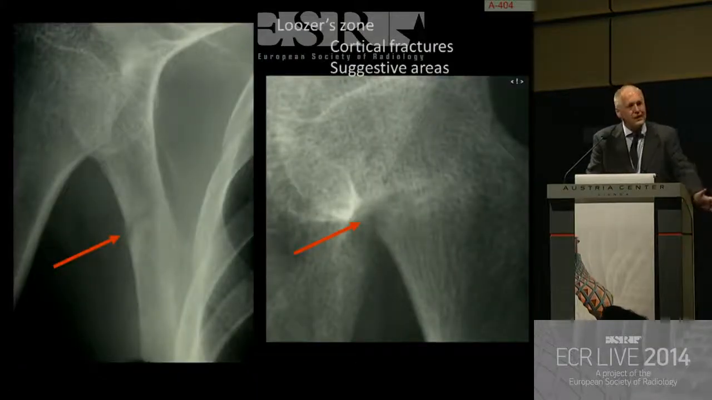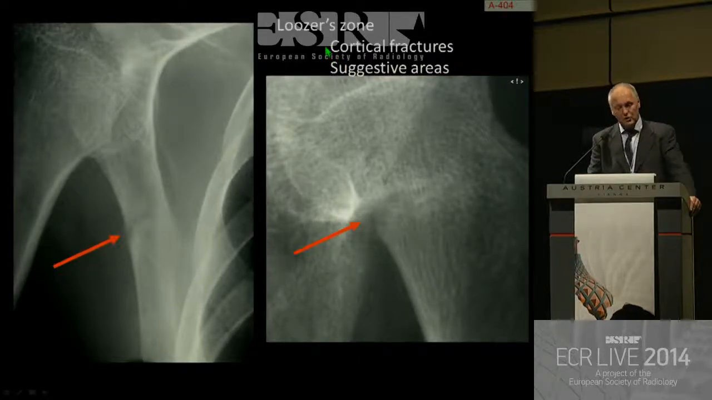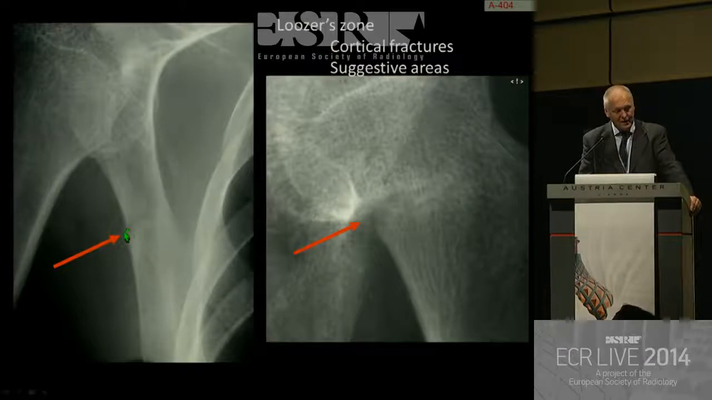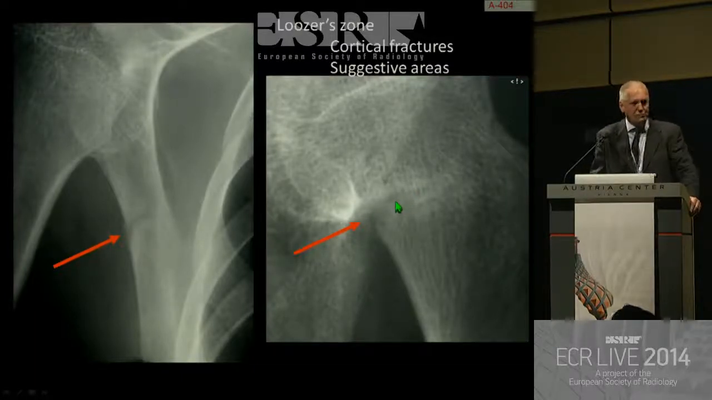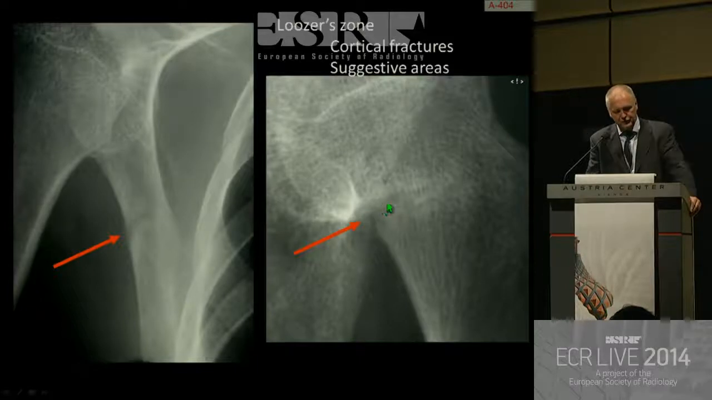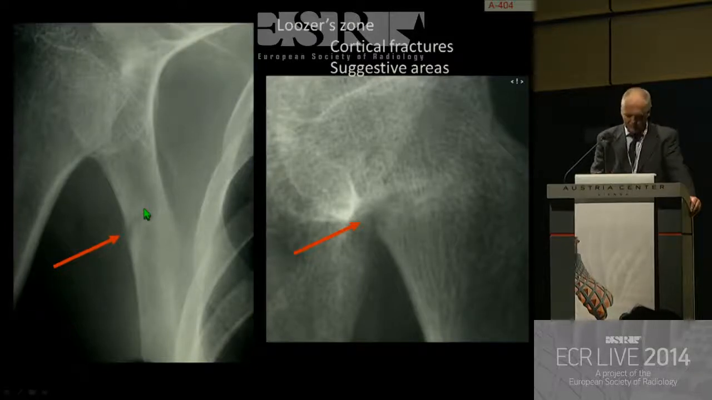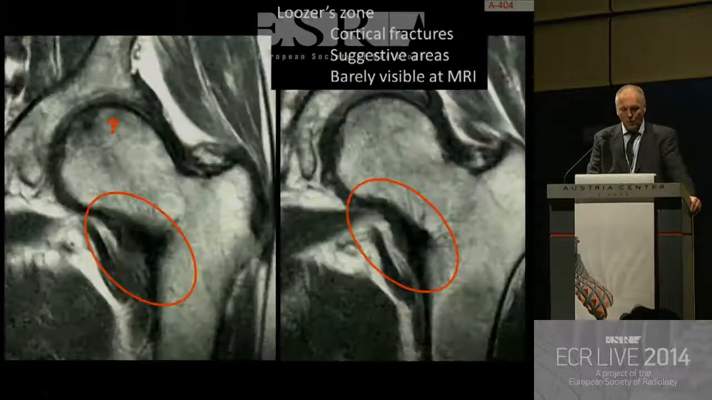Now, this is rare, and you haven't seen that for a while, and I haven't either. These were the so-called traditional Looser zones, which are actually fractures in which there is no callus, so there is predominant bone resorption. Well, there is callus formation, but it's not mineralized. Therefore, you see these fractures. I wouldn't dare to ask you how many of you have seen these recently. I would be surprised if there were a lot of people, because we miss them.